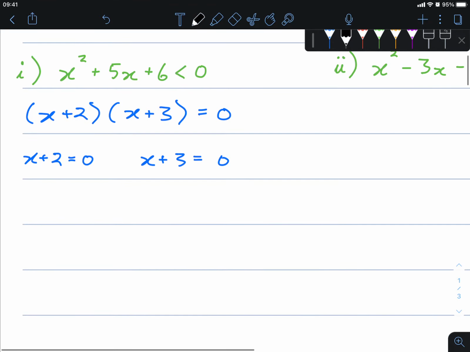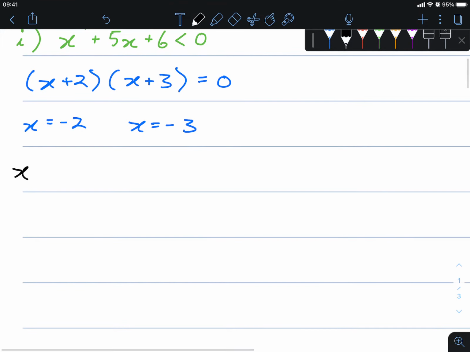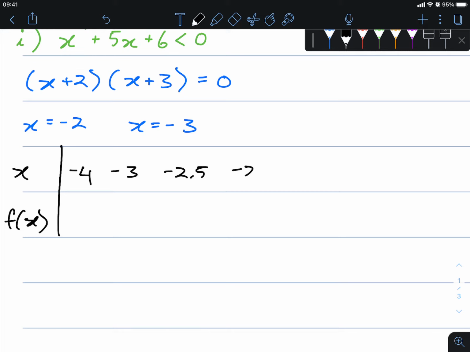Now let's use a table of signs to solve this. Whoops, didn't solve this one. Let's just skip a few points here. Let me just redo this. x is equal to negative 2, x is equal to negative 3. Making a very rough table of signs. Let's pick negative 3, negative 4, negative 2.5, negative 2, and 0.